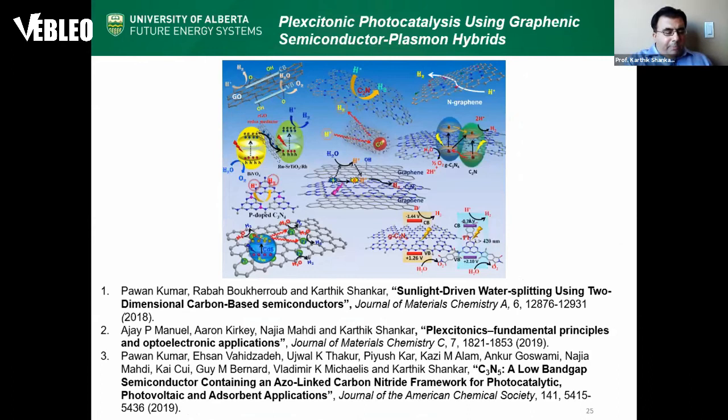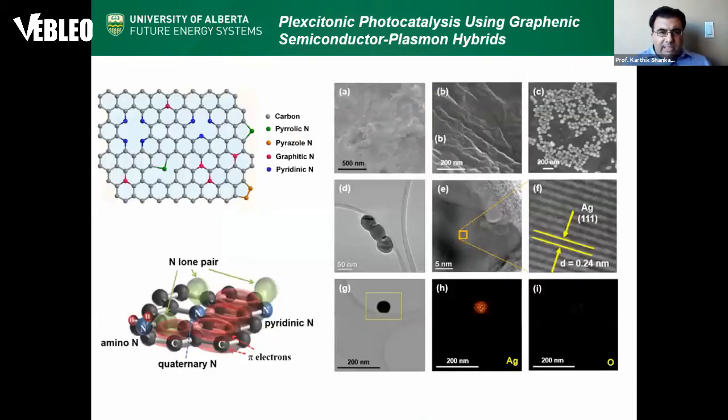The last topic that I want to talk about, which I'll go through very quickly, is graphenic semiconductor plasmon hybrids. This is another area that we've been working on and publishing a bunch of papers in. Graphene is very interesting because you have different types of sites, and once you dope graphene with nitrogen, you can open up a small band gap. And also there are different types of nitrogen sites in graphene. You can have a pyrrolic nitrogen, a pyrazolic nitrogen, a graphitic nitrogen, and a pyridinic nitrogen.